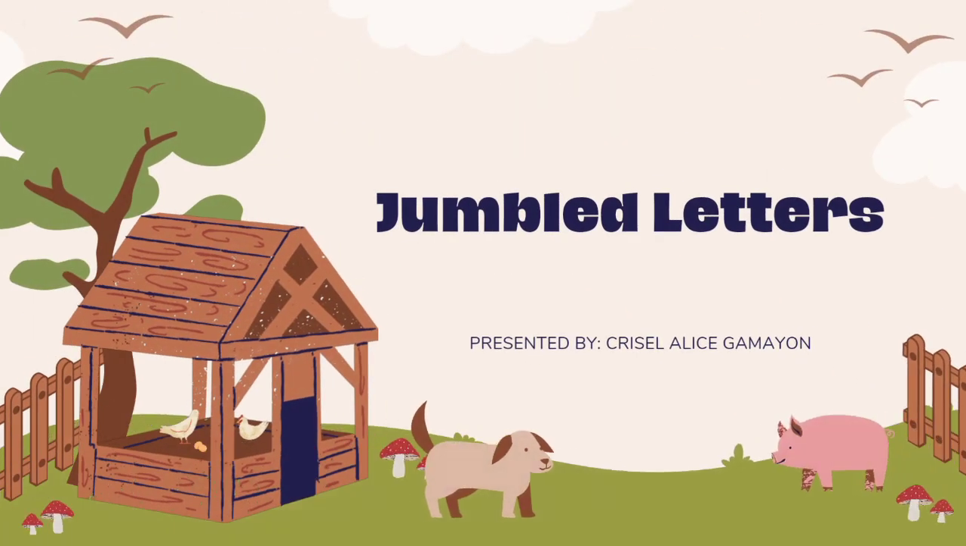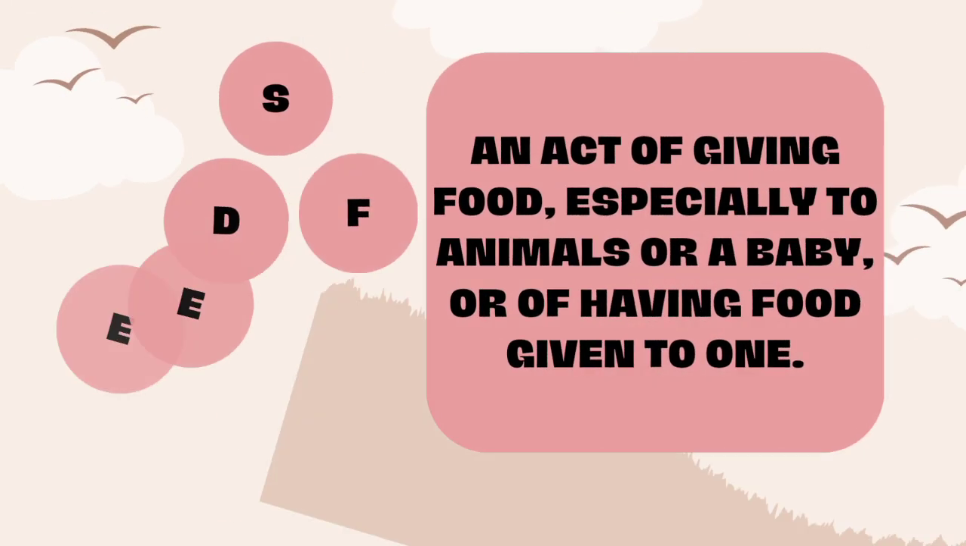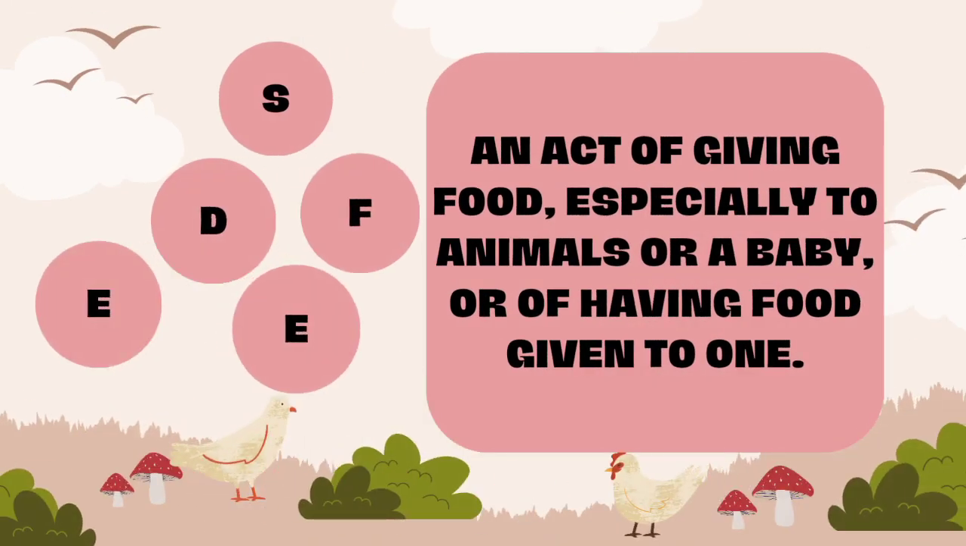Our activity for today is jumbled letters. For the mechanics of our game, you will be given jumbled letters related to the topic that we are going to discuss, and you have to guess the right word. First, it is an act of giving food, especially to animals or a baby, or having food given to one.